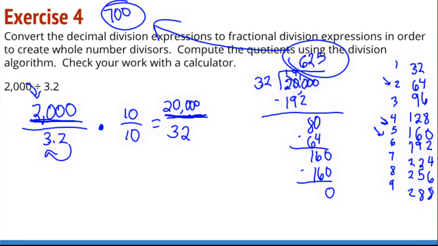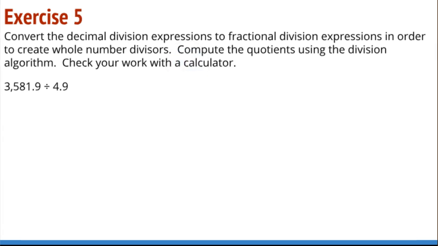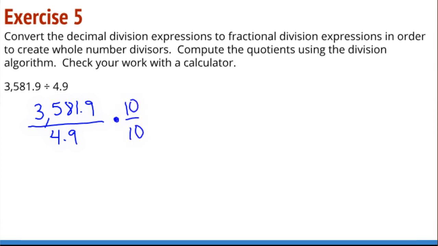All right, taking a look at exercise 5. So I've got 3,581 and 9/10 divided by 4 and 9/10. I heard tenths in the divisor, so I am going to multiply by 10. And when I multiply by 10, everything shifts one place value to the left, so 4 and 9/10 becomes 49.